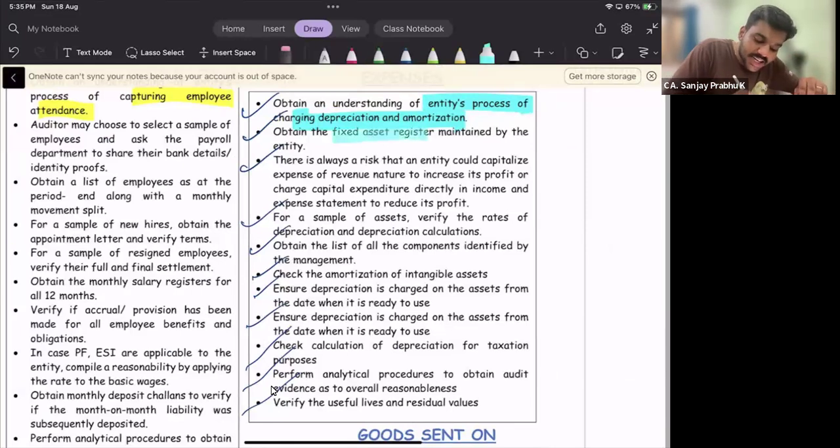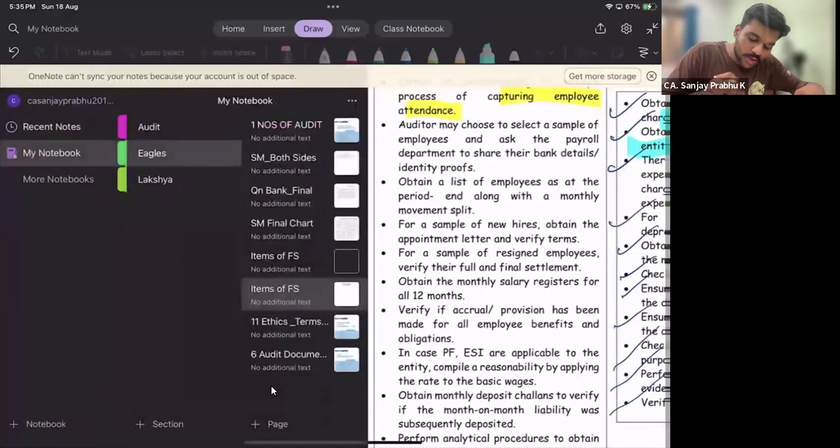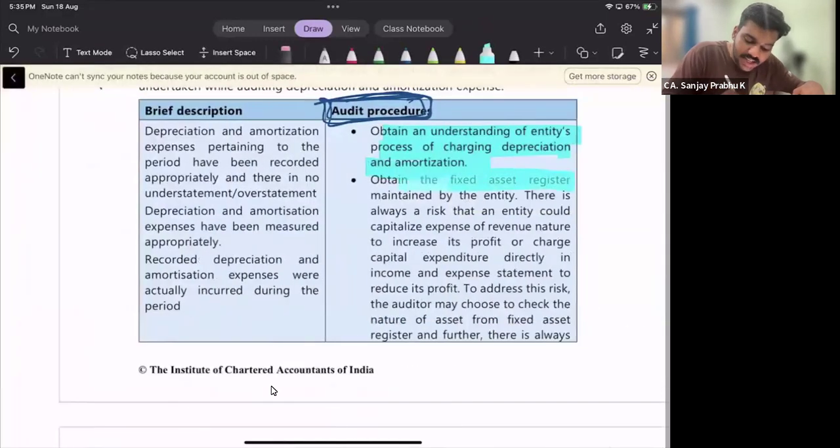Then I have to obtain the fixed asset register maintained by the entity. You can see the same point here. Why? See, in certain companies like production-based companies, they will be using n number of machines. So it is not possible for an auditor to go one by one and verify each and every machine. So he should obtain the fixed asset register. On a sampling basis, he can choose certain assets and he can verify the depreciation computed on such assets.